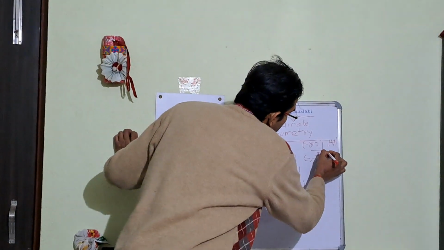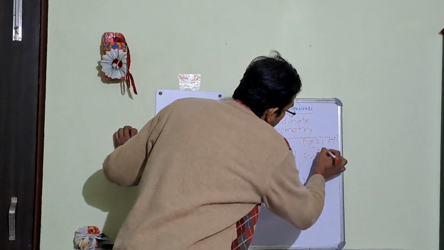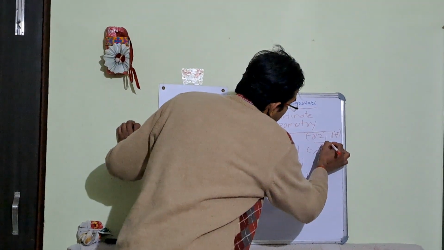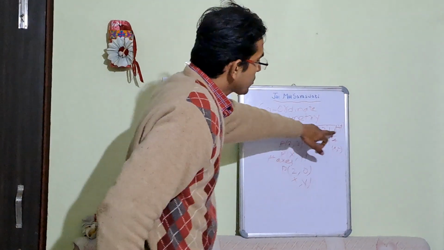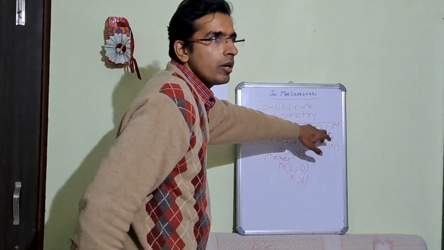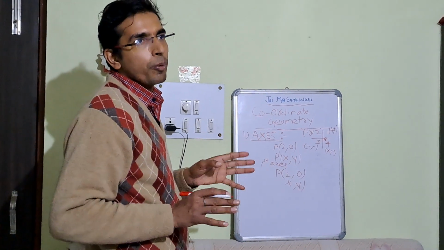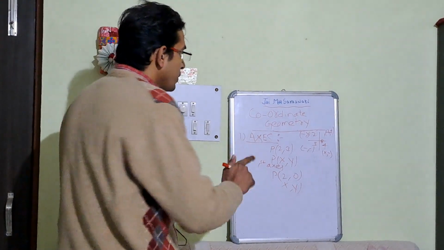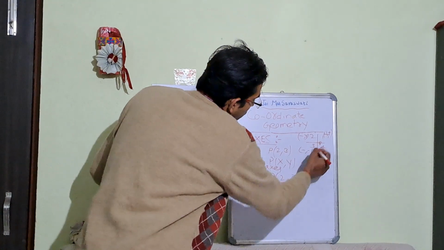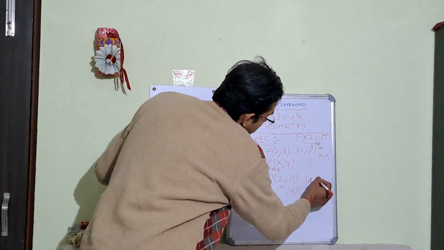So according to that, suppose here the x value is 2. The point will lie here. The y coordinate will be 0 because on the x-axis, irrespective of negative or positive, the y coordinate will be 0. So this point will lie on the x-axis.